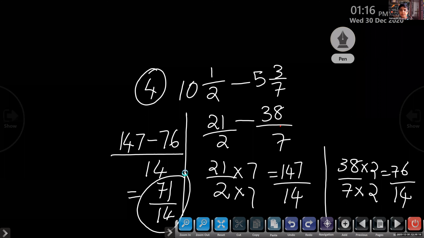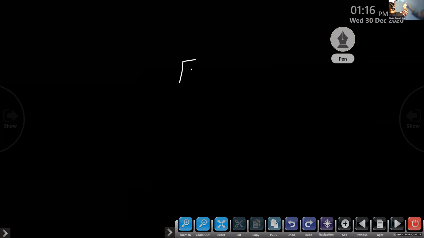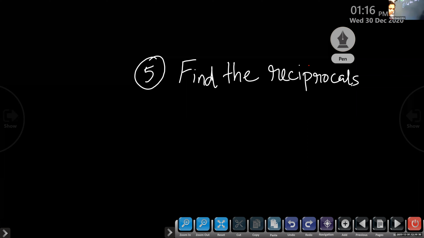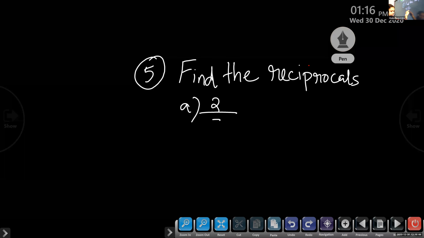Ma'am, next question. Okay, next question. Find the reciprocals. Multiply and division. Now first find the reciprocals. Then the next question. Here 4 questions are over. Question number 5 is find the reciprocals. Question number 6, we will do division. Find the reciprocals. Question number A, that is 2 by 53. Question number B, 5 and 1 by 2.